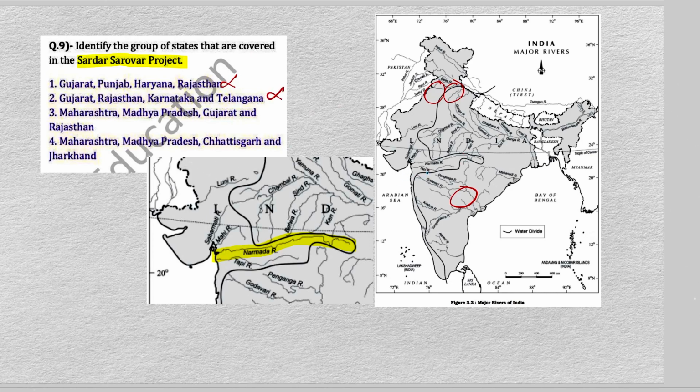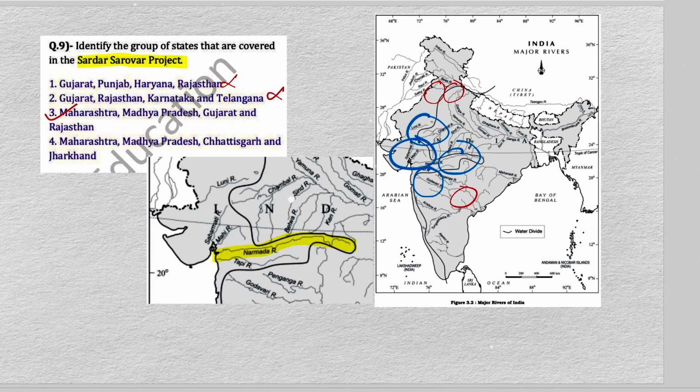The option number 3 is Maharashtra, Madhya Pradesh, Gujarat and Rajasthan. So these states are near the river Narmada. So this might be the correct answer, and it is the correct answer. See, option number 3 is correct.